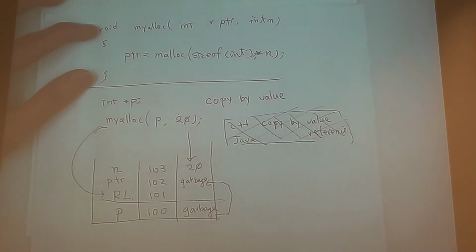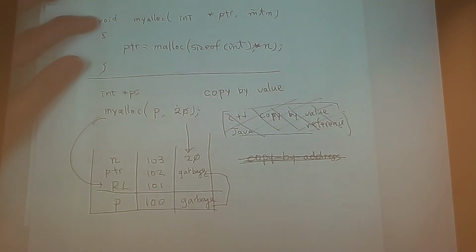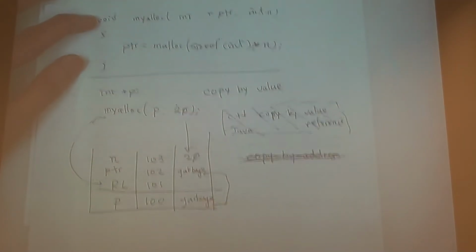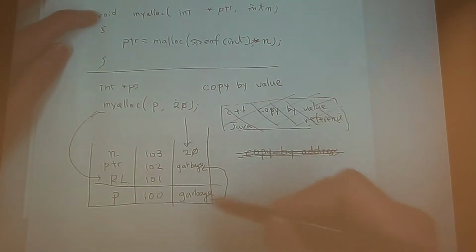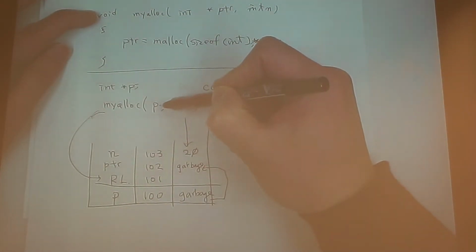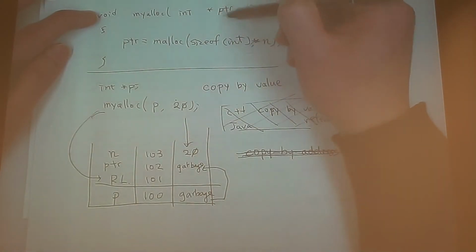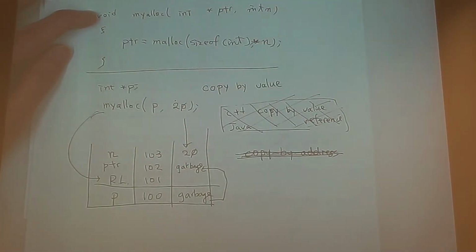Some students invented a concept called copy by address. That concept does not exist. I don't know why every semester student says, how about copy by address? Every semester, one or two students will invent that concept. That doesn't exist. So if somebody asks you, you'll say, doesn't exist. There's no such thing. Copy by variable. You take the variable, you copy to the argument. Any questions so far?